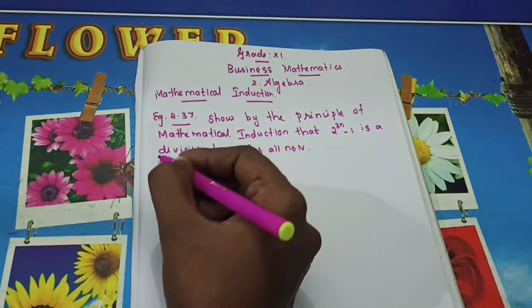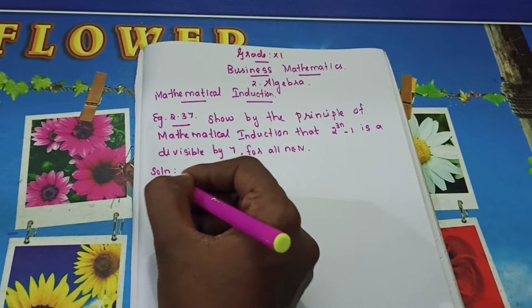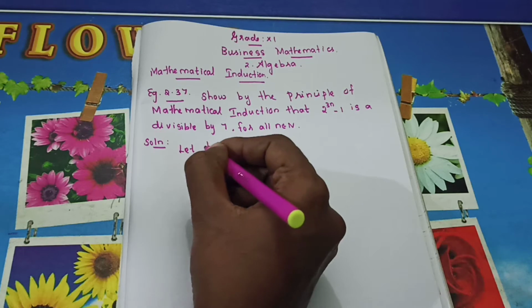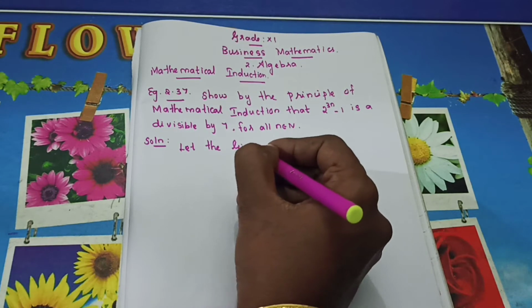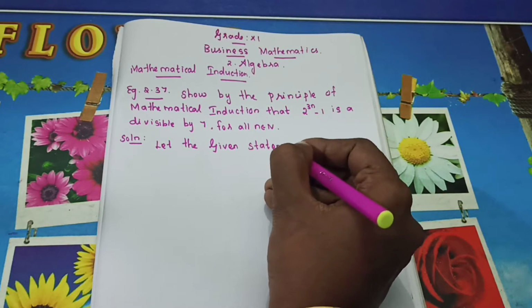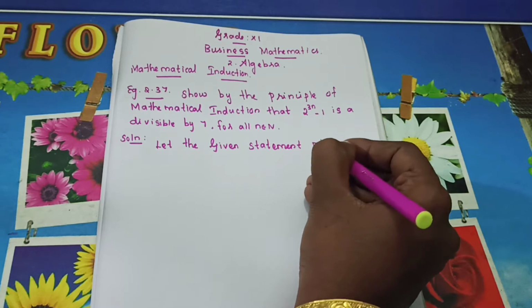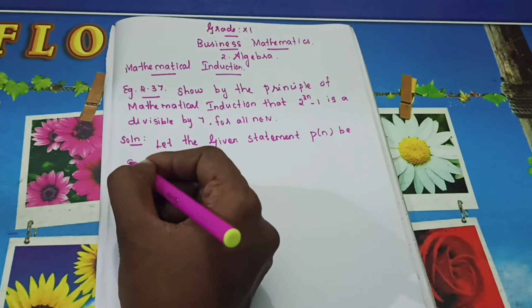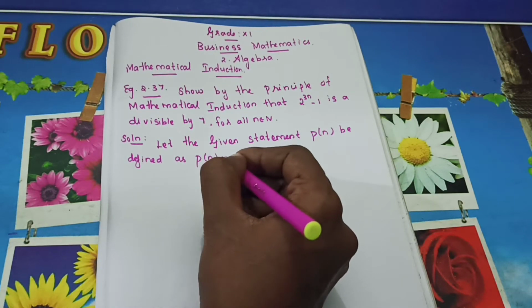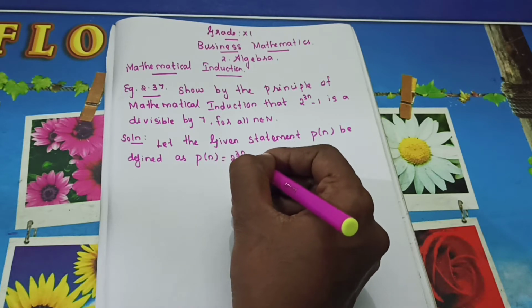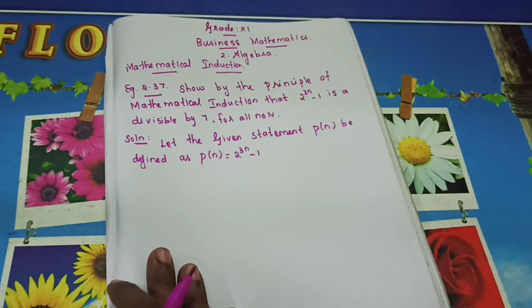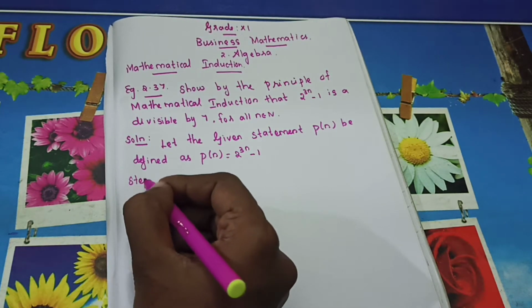Okay, solution. So first what will you do? We will define P of n. Let the given statement P of n be defined as P of n is equal to 2 power 3n minus 1. Okay, given statement. So this is common for everything. Okay, so step 1. Step 1, what will you do?